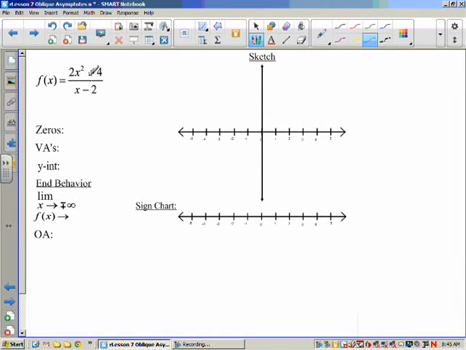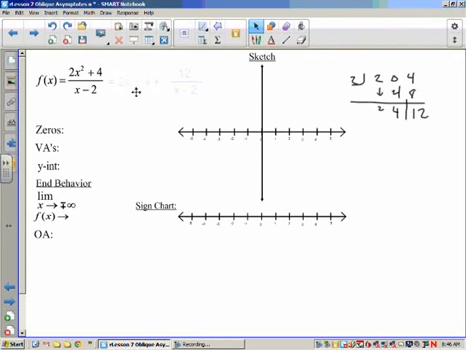Here's our function then. We have a degree 2 on top, degree 1 on the bottom. We are not going to be able to find the end behavior easily, so we'll go ahead and do our synthetic division. We have a 0 on the bottom at 2, so when we plug that in, 2x squared plus 0x plus 4, we then do our synthetic division, bring down the 2. 2 times 2 is 4, adding, 2 times 4 is 8, adding gives us a 12. Our oblique asymptote is going to be 2x plus 4.